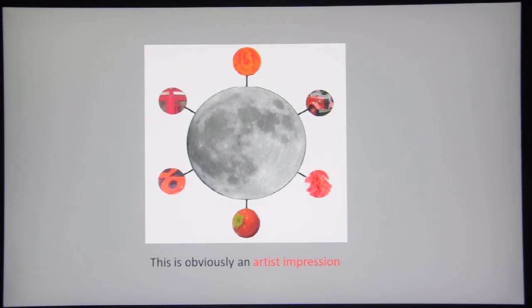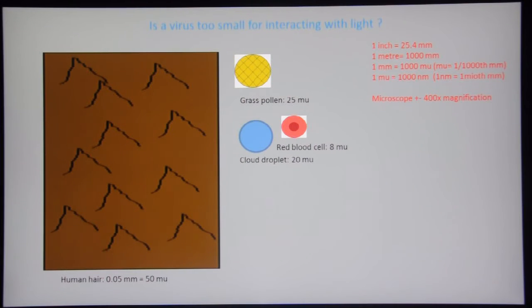So something like the one here is also an artist impression, but of course nobody would believe that the virus consists of the moon and a strawberry. So what can we actually see? A first question to be clear is, one should ask, maybe a virus is too small to interact with light. Let's first see how big the virus is.